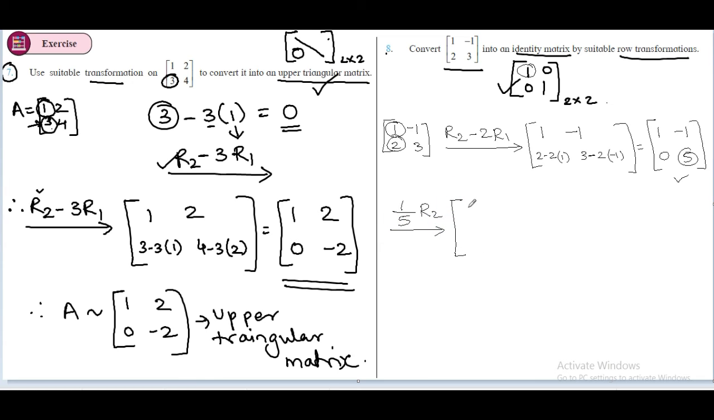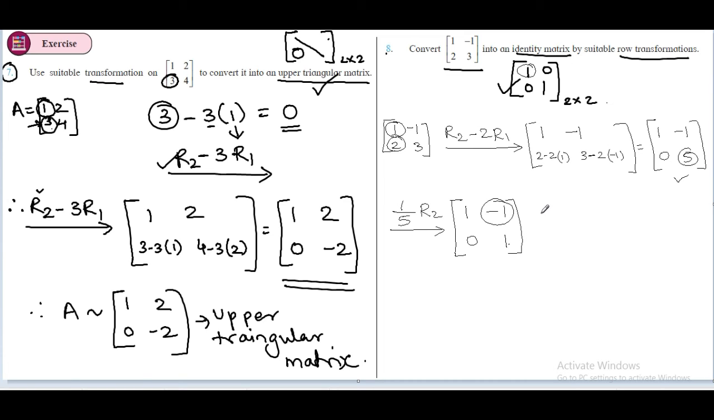So that will give me 1 minus 1, 0 and 1 over here, right? Now what is the next task? To bring 0 over here. So that is simple now. If I add this minus 1 with this 1, okay, so definitely I will get 0.